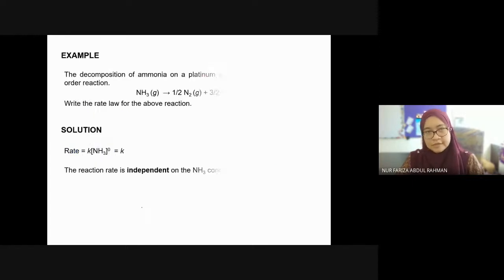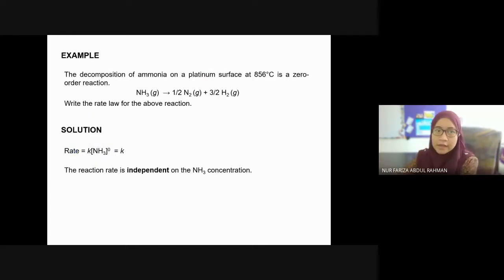Okay, dah tahu kan perangai-perangai dia kat situ. Okay, jom. The decomposition of ammonia on a platinum surface at temperature is a zero order reaction. Okay, Alhamdulillah dia dah beritahu dah dia punya order. Okay, write the rate law for the above reaction. So this is the given equation to you. Okay, alright, so you have to write the rate law for the reaction. Remember, rate law only includes the reactant. Okay, so how do you write the rate law with respect to this ammonia decomposition? Okay, so this is how you should write it.